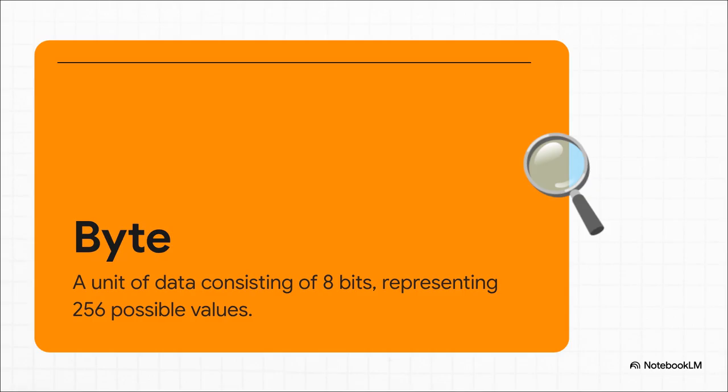A byte is a unit of data that consists of exactly 8 bits. And because each of those 8 bits can be either a 0 or 1 independently, a single byte gives us 2 to the power of 8 possible combinations. That's 256 unique values. This gives the computer enough variety to actually start storing real characters and meaningful information. For example, in the standard ASCII encoding scheme, the capital letter A on your keyboard is stored exactly as 01000001 in binary. So one letter equals 1 byte.